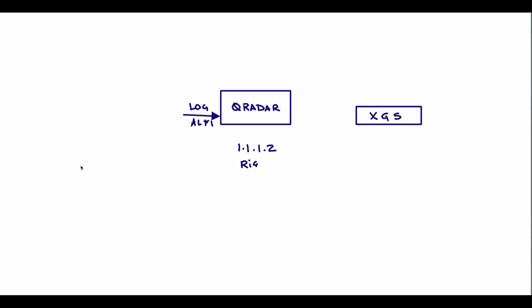And by right-clicking from the QRadar console on that IP address, we will be sending a request to the XGS to actually quarantine any traffic that comes from that particular IP.